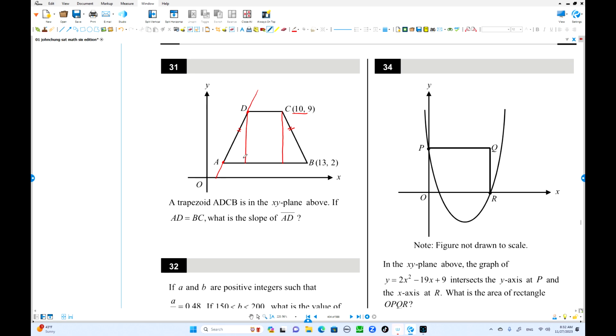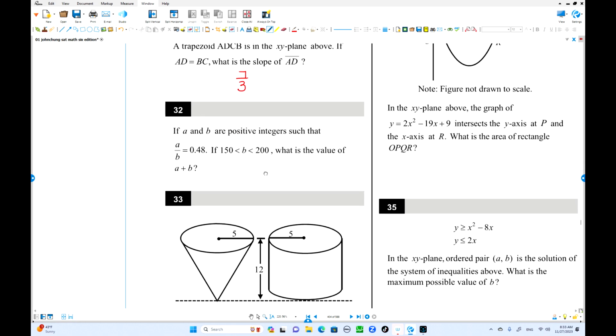Because this is isosceles, these two triangles are congruent, the same length. What is the length of this one? 9 minus 2 is 7. What is the length of this one? 13 minus 10 is 3. This also 3, this also 7. That is a positive slope. Change in y over change in x, delta y over delta x. 7 over 3 is the answer.